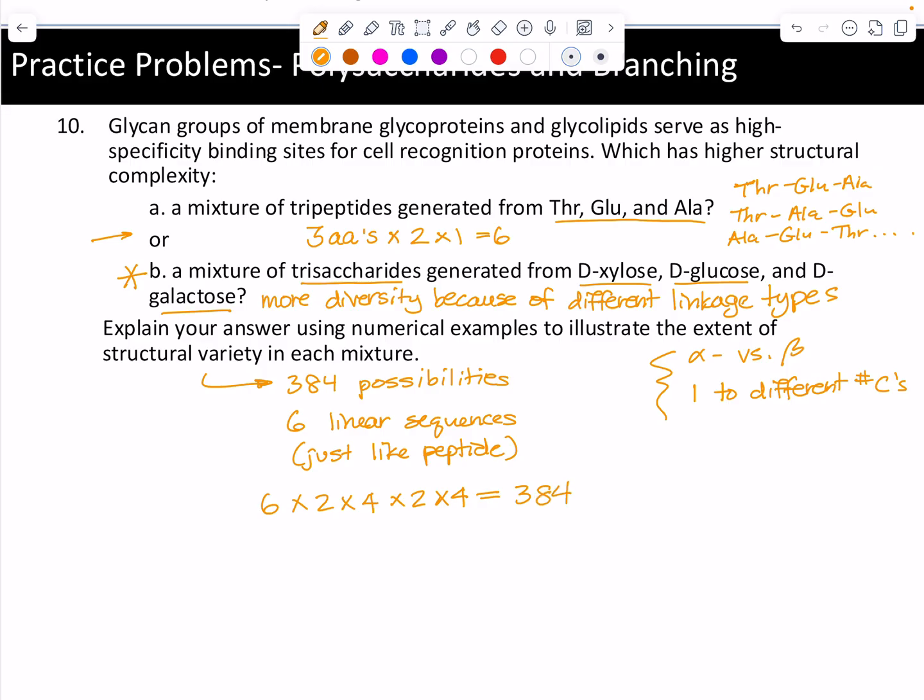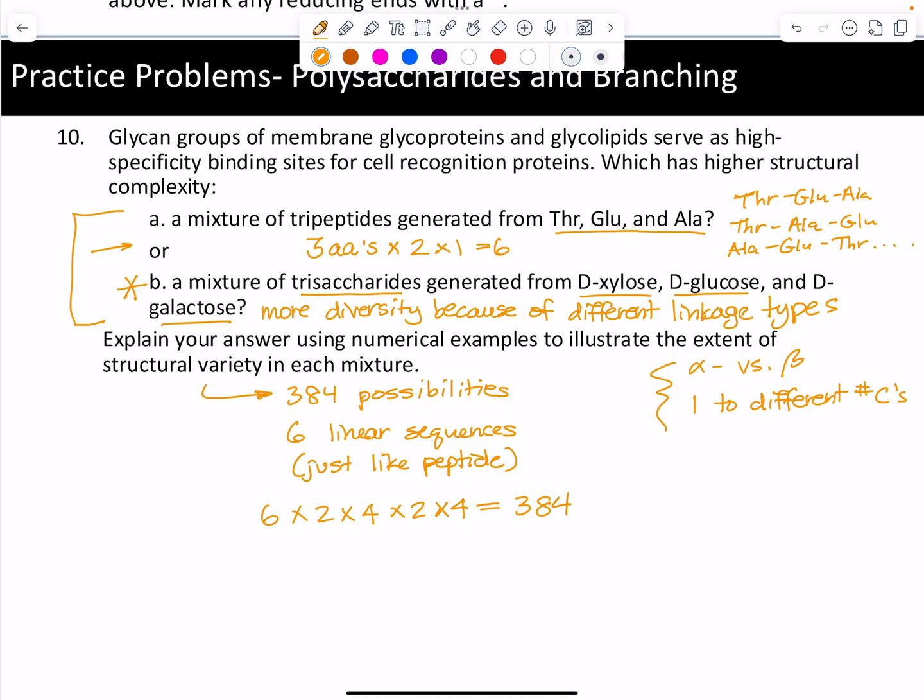Would I ever expect you to go through this math on an exam or anything? No. But you should be able to recognize quickly right away if you have two polymers of the same length, and one's a peptide and one's a protein, or one's a nucleotide and the other is a carbohydrate. You should be able to figure out which one would have more diversity, and it's always going to be the carbohydrate.